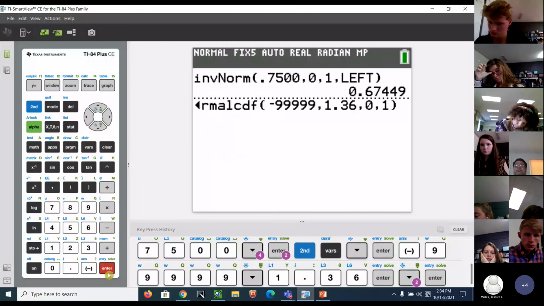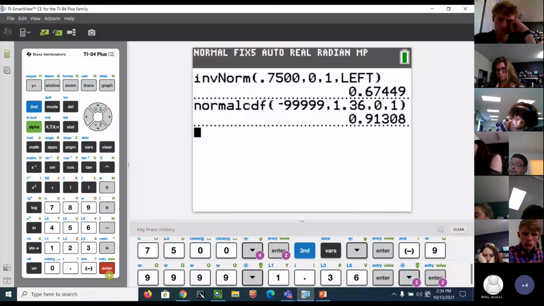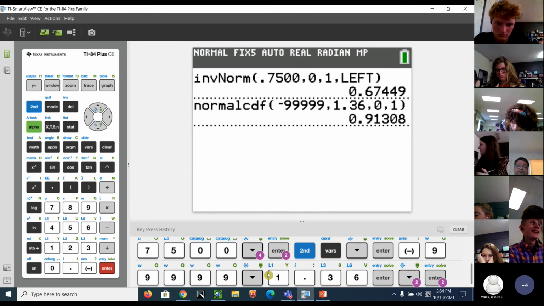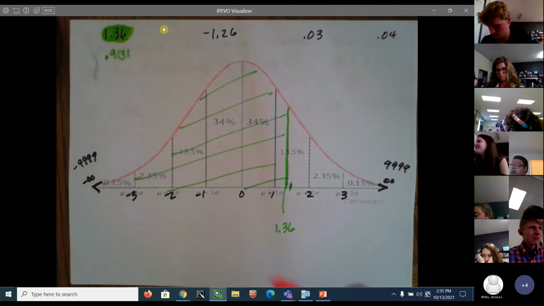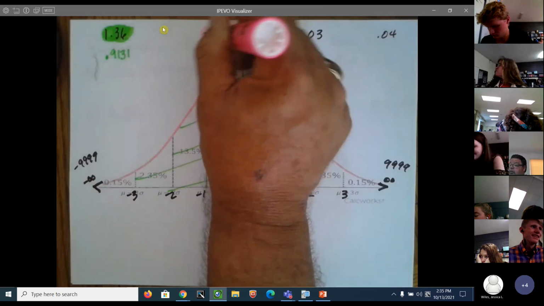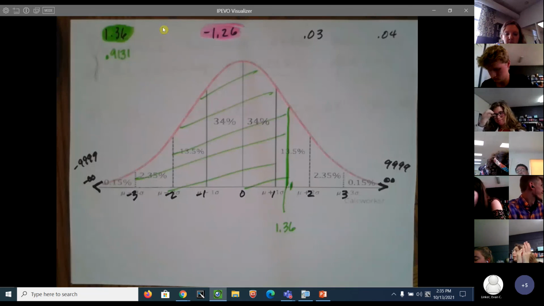And I got 0.9131. So my green is 0.9131. 91%. All right, you try negative 1.26. Since it's negative, we're going to do that in pink. All right, try it out. I'll give you a minute. It shouldn't take longer than a minute.